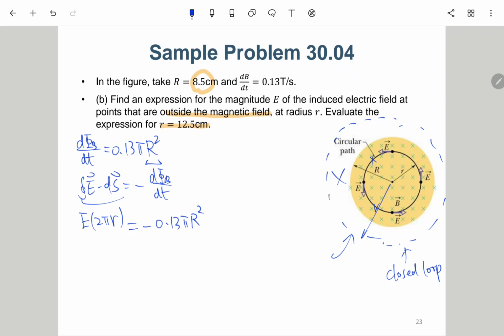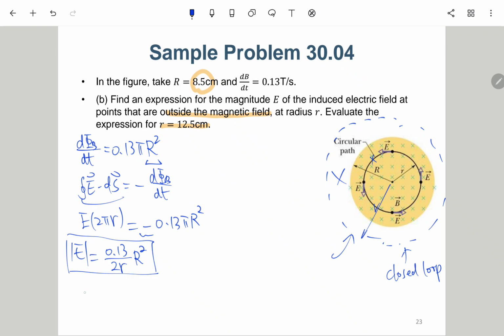So we can directly take the absolute value of E, because we just need to ignore the negative sign. It is 0.13 over 2 small r, times capital R squared. This is the expression for the induced E field outside the B field region.